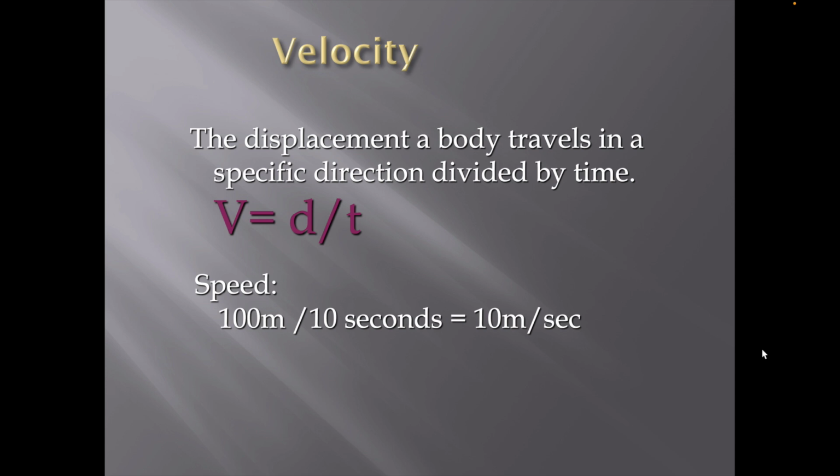So we talked about different motions there. How fast are those movements occurring? Okay. How fast they are occurring is determined by velocity. Okay. And the specific definition of velocity is going to be the displacement a body travels in a specific direction divided by time, or velocity equals displacement divided by time.